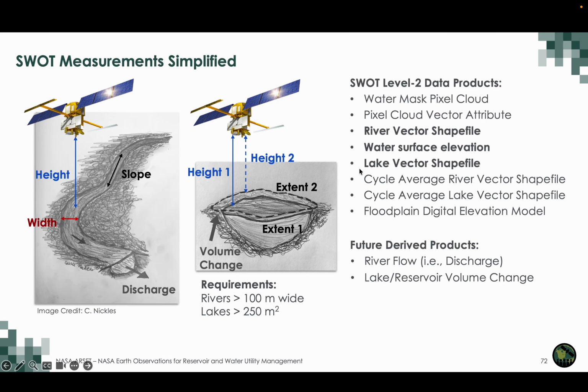SWOT level 2 data products are listed here. The important ones are the river vector shapefile, water surface elevation, and lake vector shapefiles. Something important to note here is that future products will include river flow or discharge and lake and reservoir volume change, as shown schematically in these two diagrams. So SWOT will measure heights, and based on the width of the river and slope, can calculate discharge. For reservoirs, change in height along with bathymetry and other information, volume change can also be estimated.